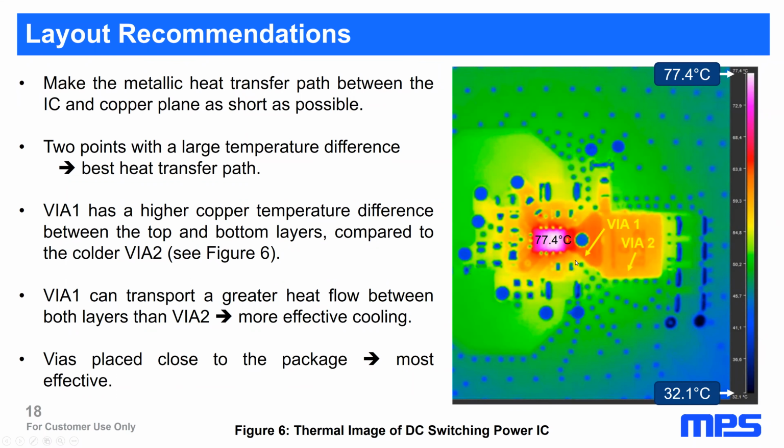The next heat path is here from, I don't know if it's a ground pin or a V-in pin, to these vias here, to the via1. The via1 sees a large temperature difference from yellow to blue. And this via is bridging a lot of heat into the bottom layer. So the via1 transfers more heat into the bottom layer than, for example, here, the via2. via1 has a higher copper temperature difference between the top and bottom layers compared to the colder via2. via1 can transport a greater heat flow between both layers.